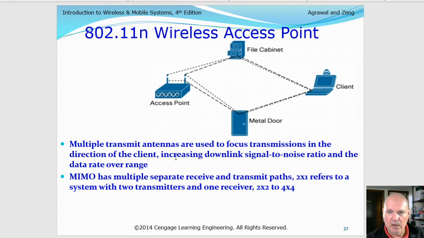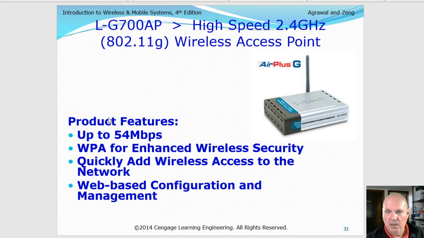So the 802.11n used multiple transmit antennas, and so it's capable of focusing transmissions in the direction of the client, increasing the signal to noise ratio and also increasing the range of the device.